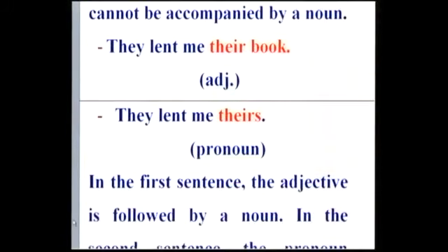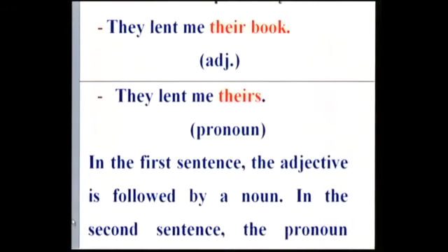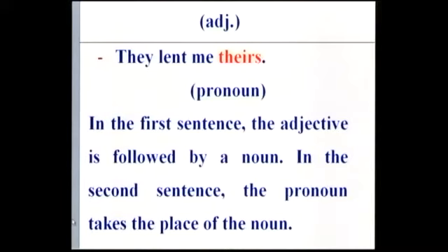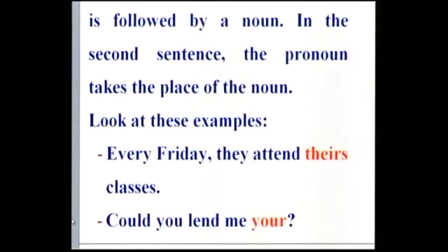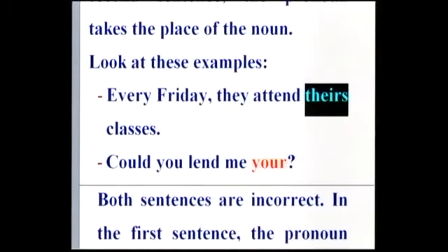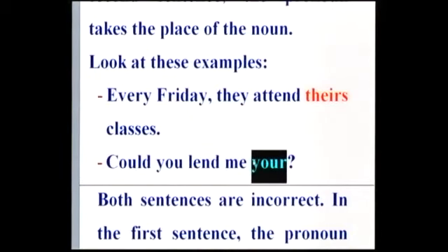طيب in the first sentence the adjective is followed by a noun. There وراها book. In the second sentence the pronoun takes the place of a noun. Look at these examples. Every Friday they attend theirs classes. طيب theirs is a pronoun يبقى مش مفروض يجي وراها noun. طيب could you lend me your؟ برضو your is an adjective يبقى لازم يجي وراها ايه؟ You should have a noun after the adjective. طيب both sentences are incorrect.